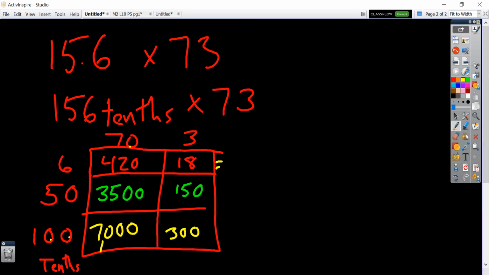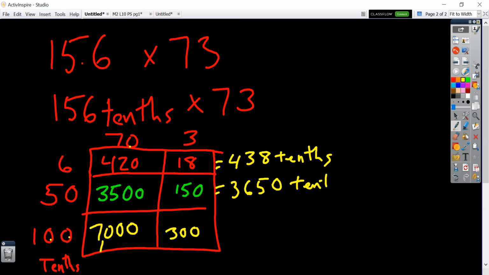Now let's go ahead and add up our partial products. This would be 438 tenths. Remember, these are all tenths. This would be 3,650 tenths. And this would be 7,300 tenths.